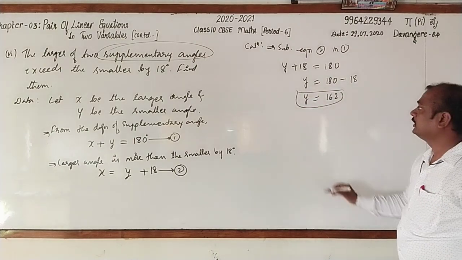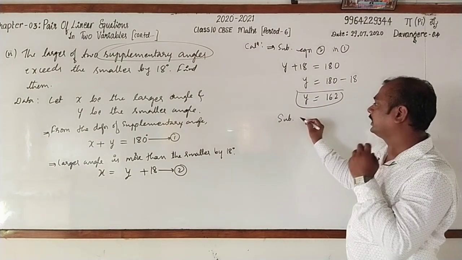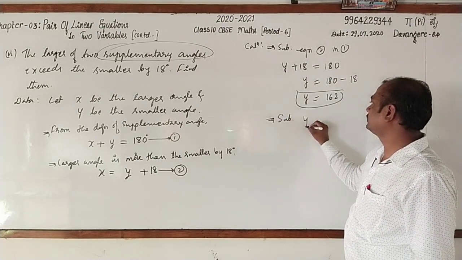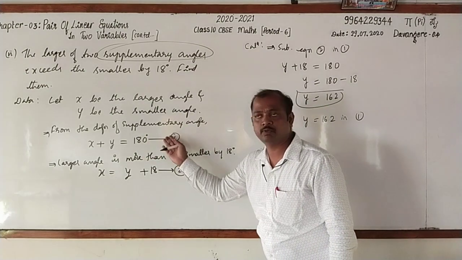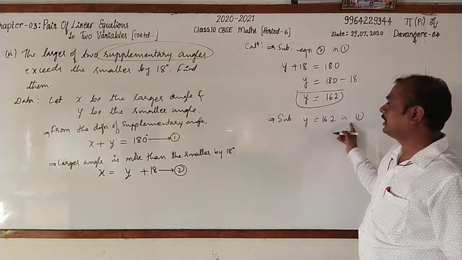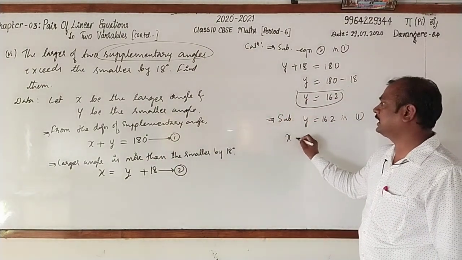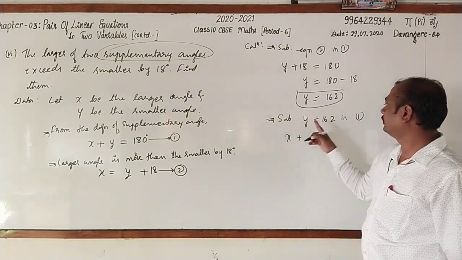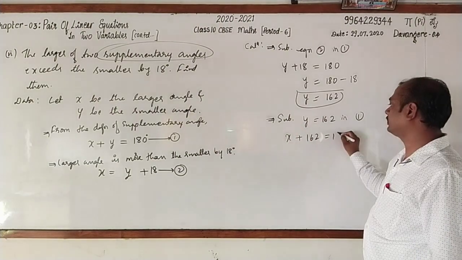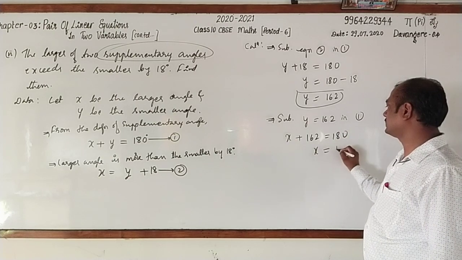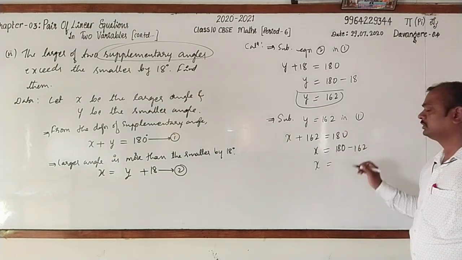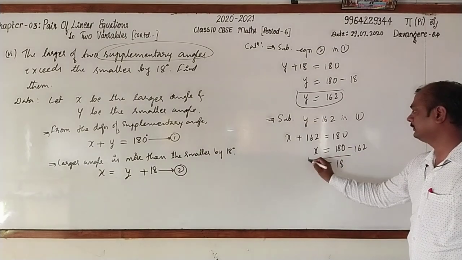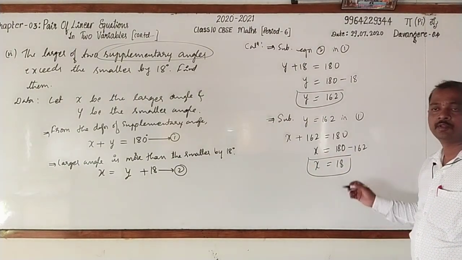Got it? Then we have to find the value of the other variable. Hence, substitute y equal to 162 in any of the two equations. Here, I'll take equation 1. x plus y, and y is 162, is equal to 180. So x is equal to 180 minus 162. How much is it? This will be 18. Yes, copy.